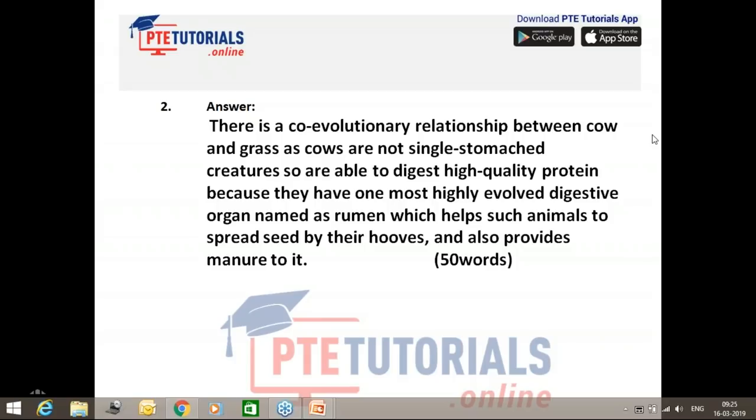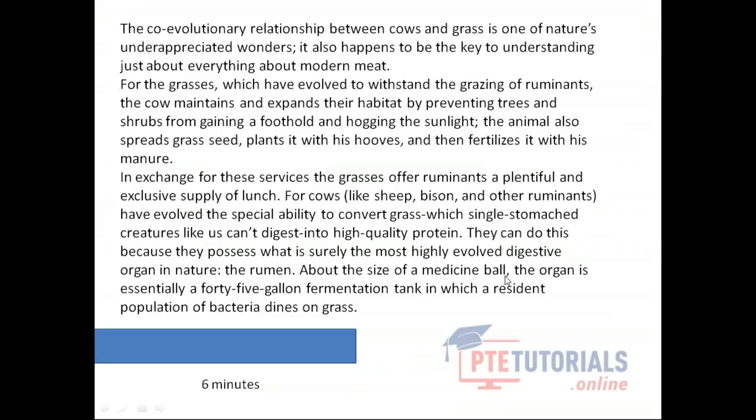I knew that someone would be writing those lines, words like 45 gallon tank. See, that is not in the picture. Why would I have to add those particular words in my summary? Let's go back. About the size of a medicine ball, the organ is essentially a 45-gallon tank. They're talking about the rumen and its shape, etc. I don't have to include these kinds of things in my summary.